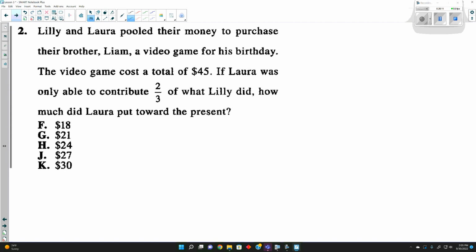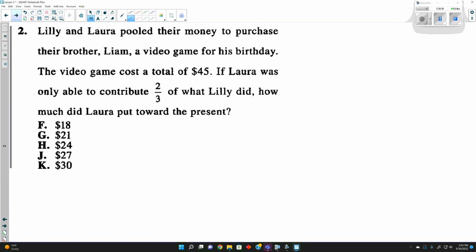Lily and Laura pooled their money to purchase their brother Lima a video game for his birthday. The video game cost a total of $45. If Laura was only able to contribute 2/3 of what Lily did, how much did Laura put towards the present?